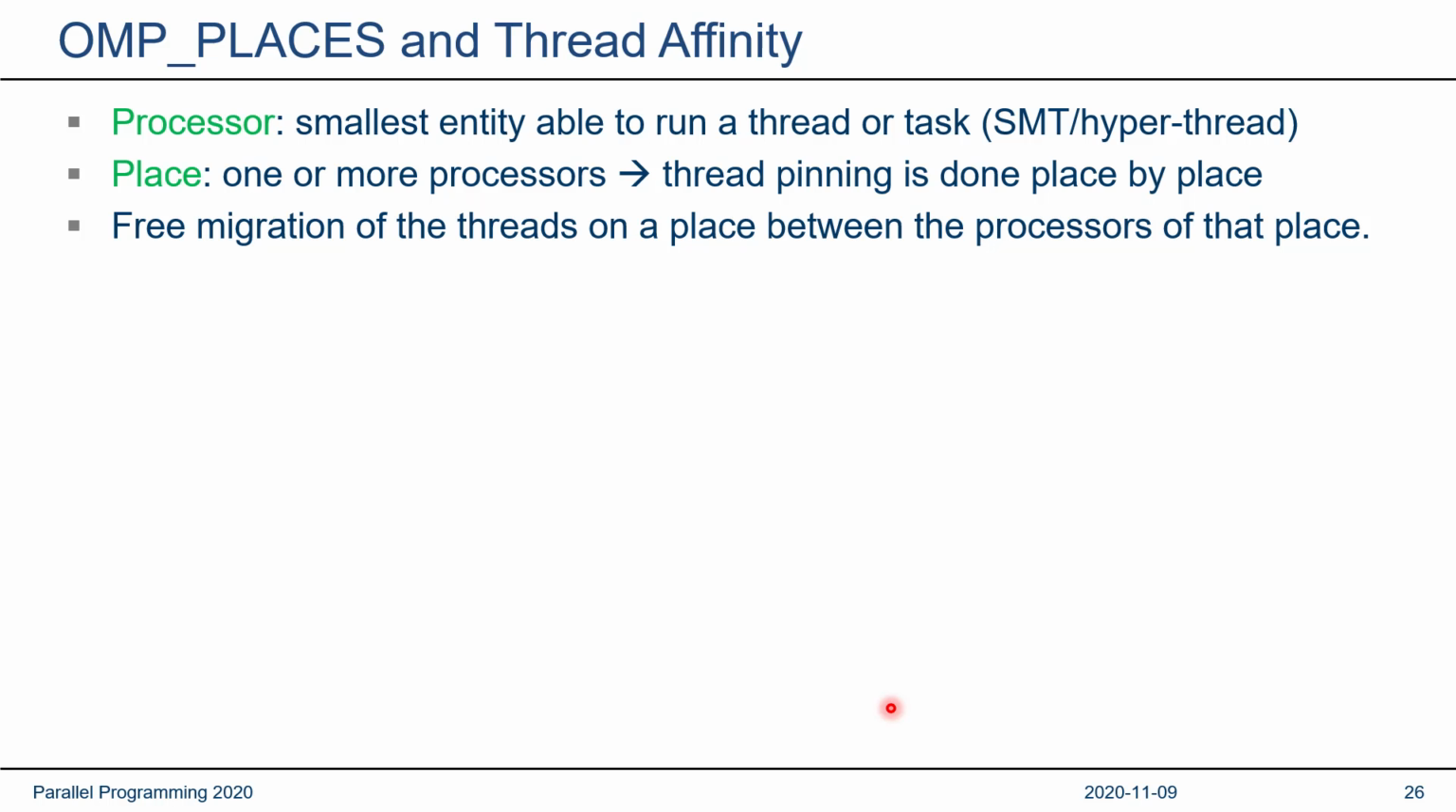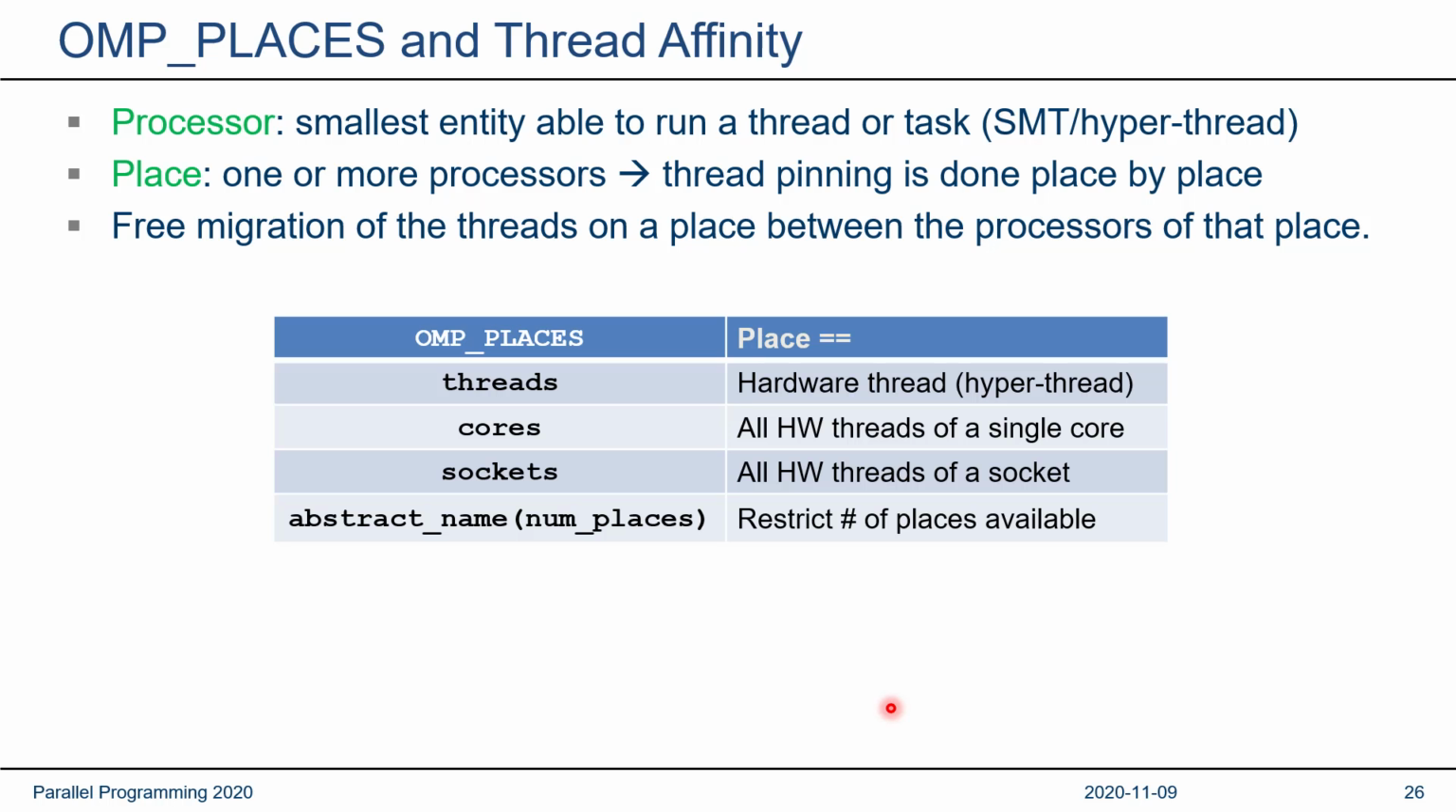A place comprises one or more processors, and whatever you do with thread pinning, this is done place by place. So a thread is always running on a place, and a place could be one processor or more processors. Now, if a thread is running in a place, and if this place comprises more than one processor, then this thread can move freely between the processors of one place. So these are the three things you need to remember to understand the thread affinity concepts in OpenMP.